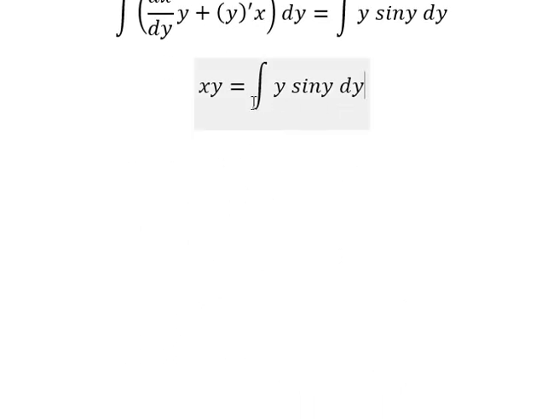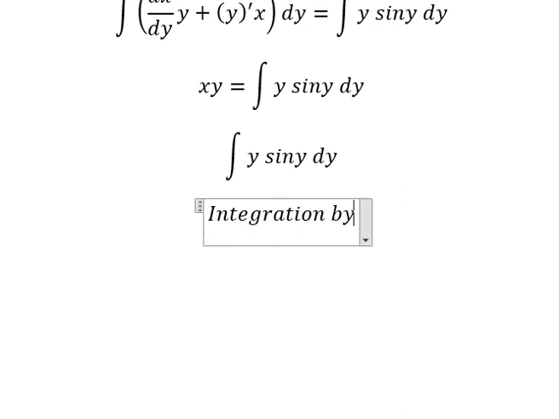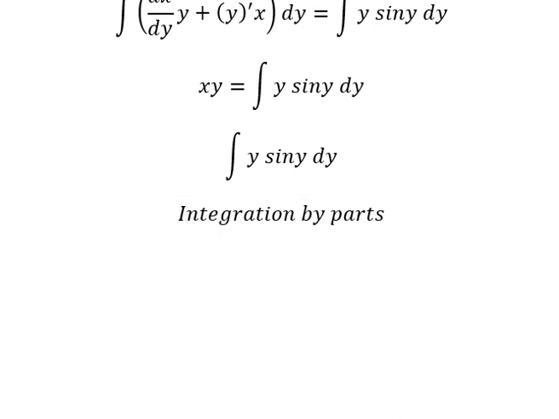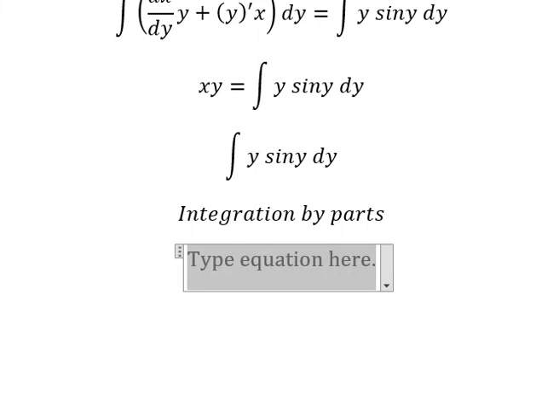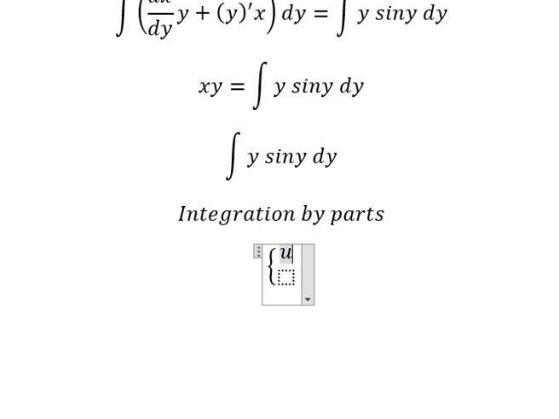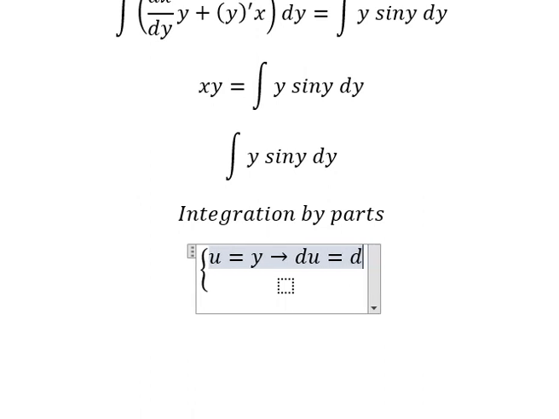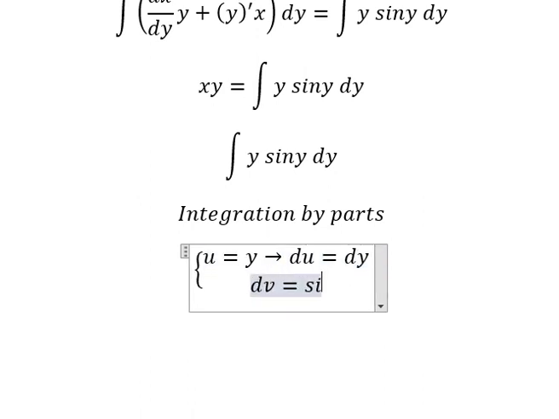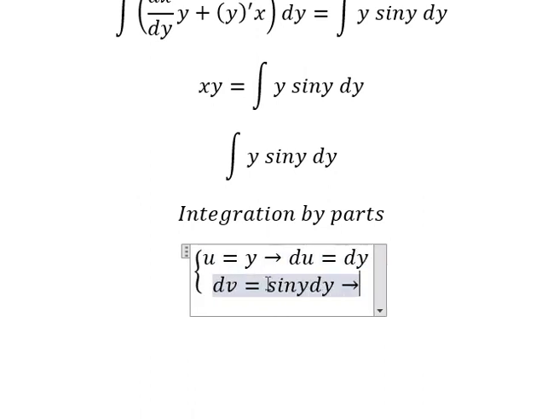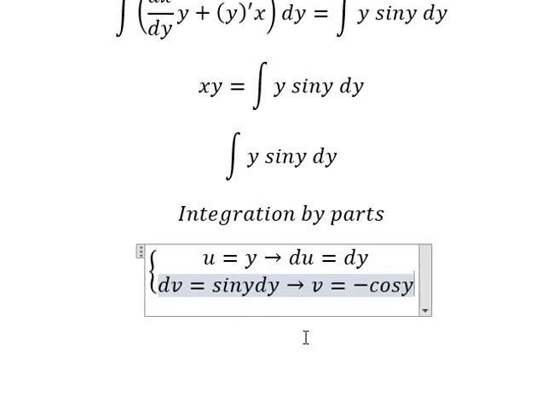Now we need to concentrate on this one. We need to use integration by parts. So I will put u equals y. So we do the first derivative for both sides, and we have du equals dy. dv, that is sine y dy. The integration of this one, we have v equals negative cosine y.